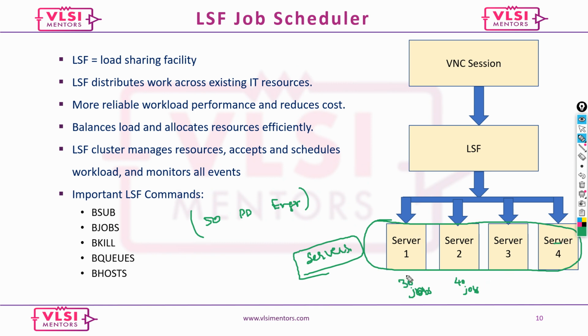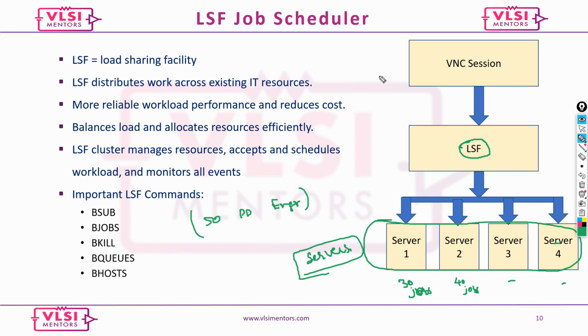It should not be that there are 30 jobs running on this one and 40 jobs running on this one, but these two are idle, just sitting idle. So what we do in industry is, there is something called the LSF utility, which is actually called the load sharing utility or facility. It decides which of the servers are available for me to launch the job.